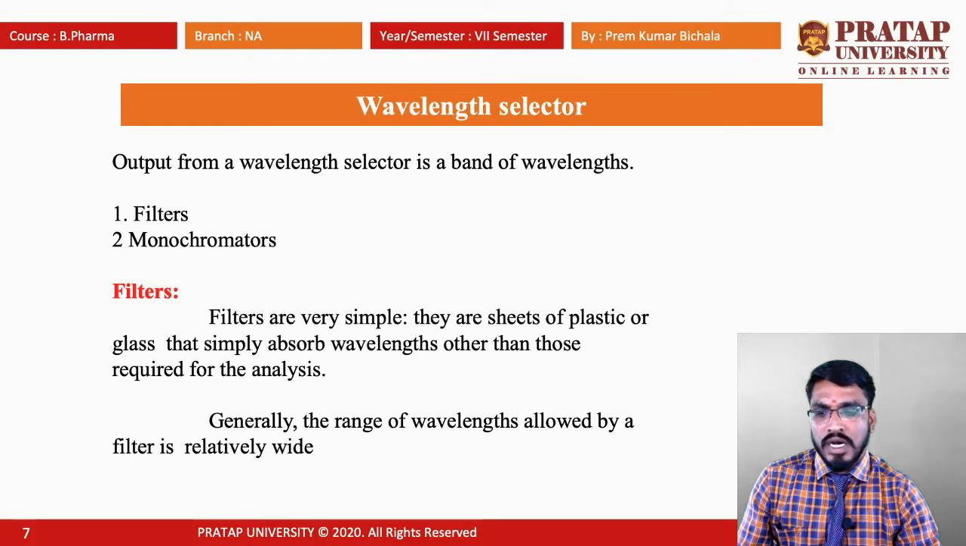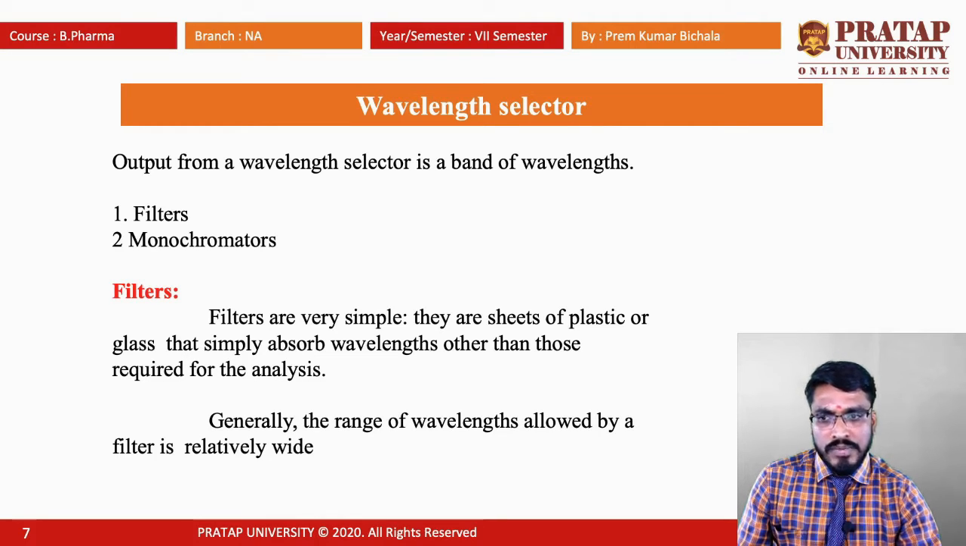Filters are the oldest wavelength selectors. These filters are very simple. They are sheets of plastic or glass that simply absorb wavelengths other than those required for the analysis. Generally, the range of wavelengths allowed by a filter is relatively wide. For example, if you need a proper wavelength, say 257 nanometers, these filters only allow this wavelength to output.